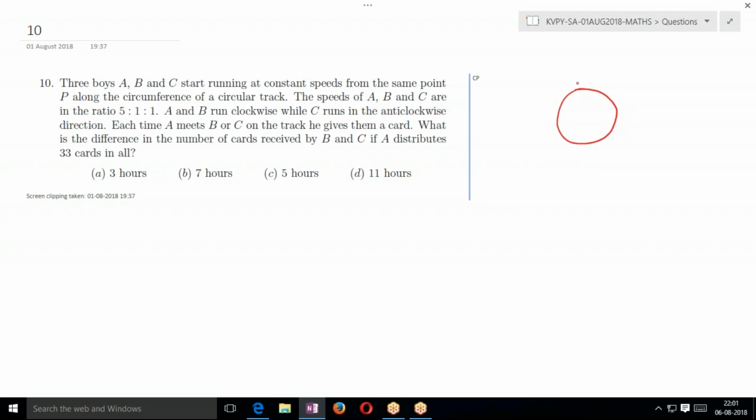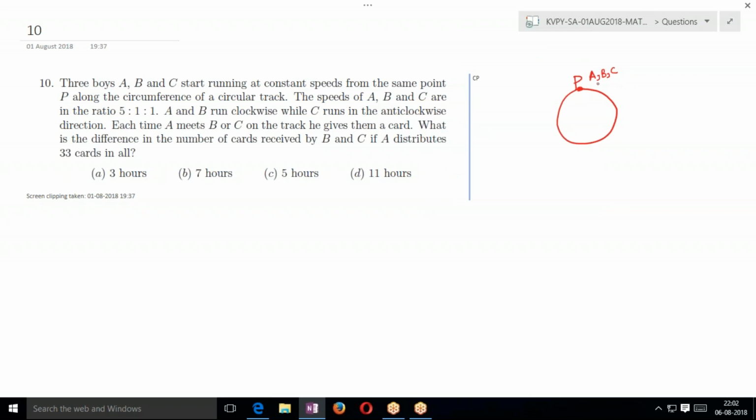Okay, now there are 3. This is the point P. We can assume this is point P, and 3 boys A, B, and C start running at constant speed. That means here there are 3 boys A, then B, and C at the same point, the starting point.